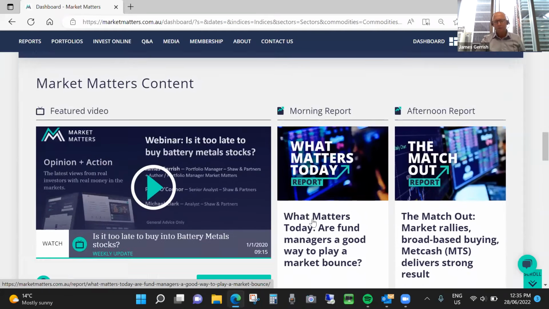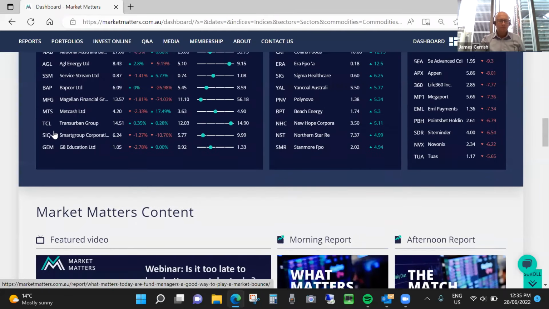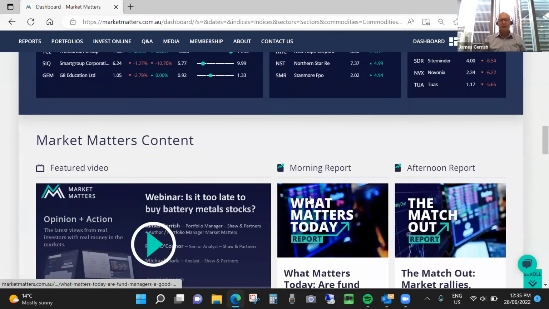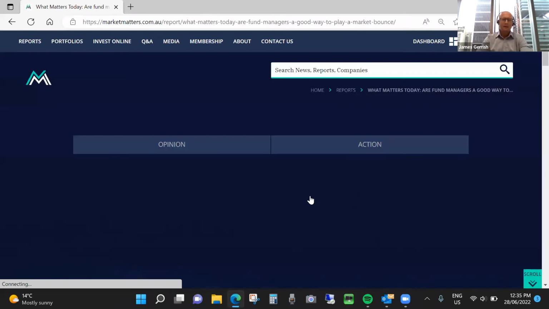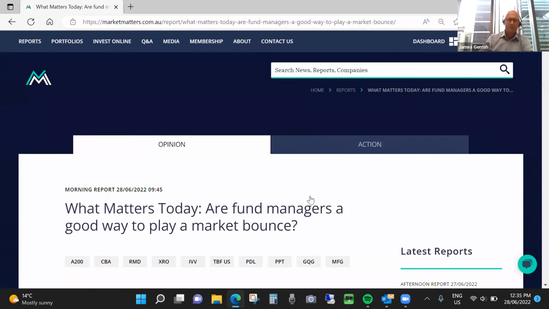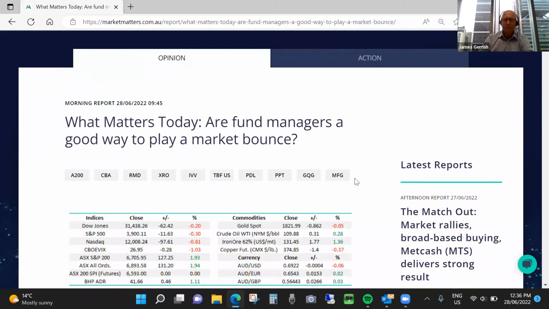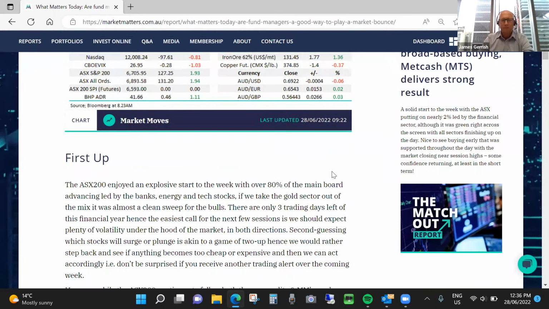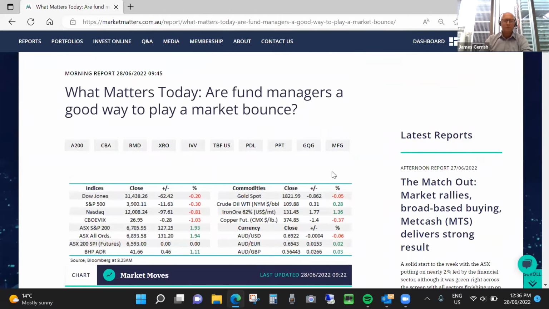the daily reports. Before I get into individual stocks, I think the general place that people start interacting with Market Matters is through the emails. They're really a popular source of information. So you get your email at 9:45 in the morning, or that's when we send it out. You'll get it when your email server delivers it to you.